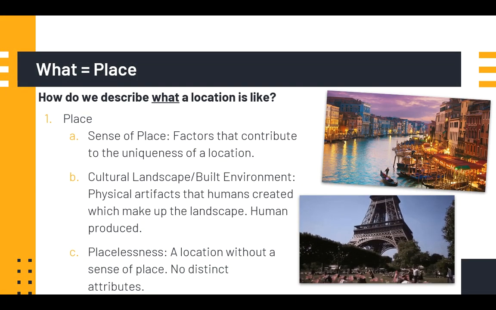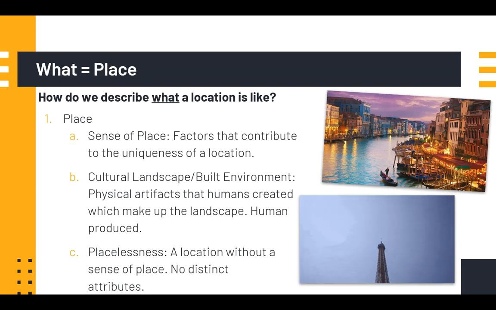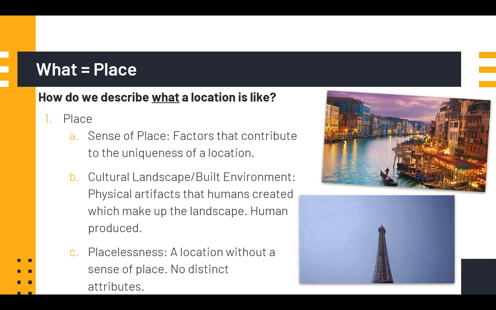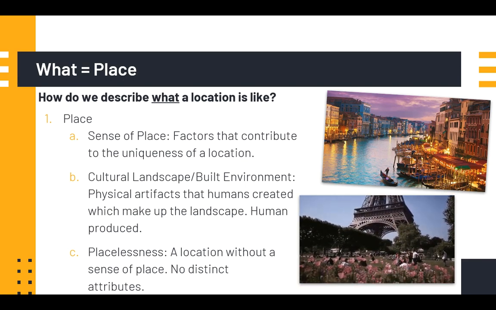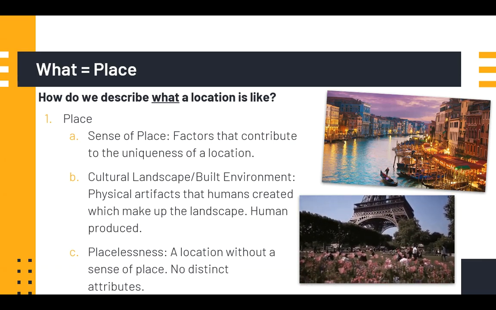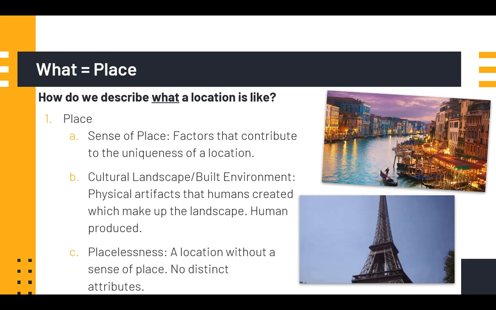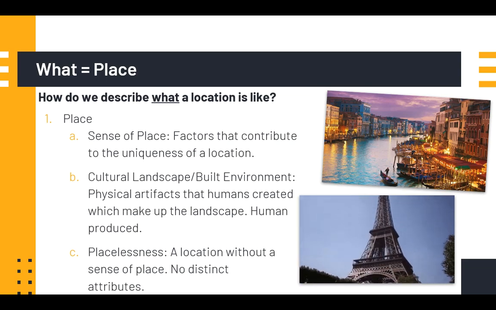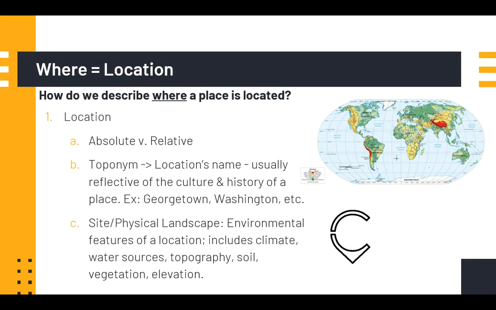Place. So place is, how do we describe what a location looks like? What is unique about it? What is the cultural landscape? Physical artifacts that are human produced? And placelessness is a location without a sense of place, no distinct attributes. Okay. So we've already talked about absolute location and relative location. Toponym, I haven't seen that on the test, but it's the name of the location.